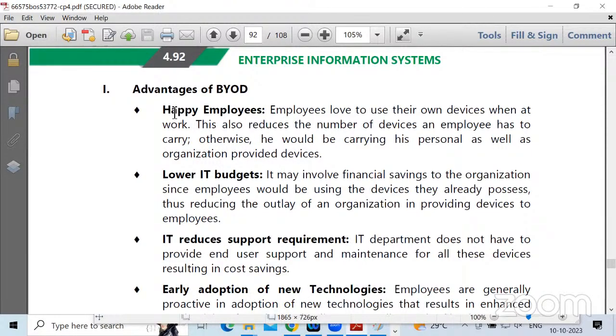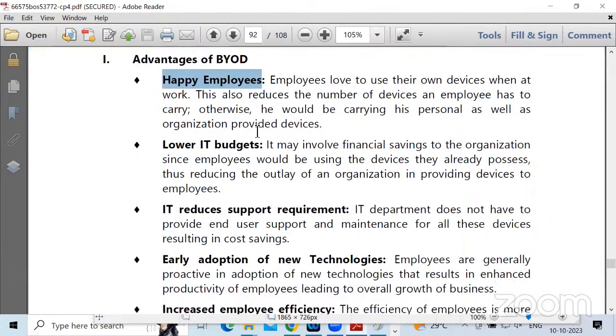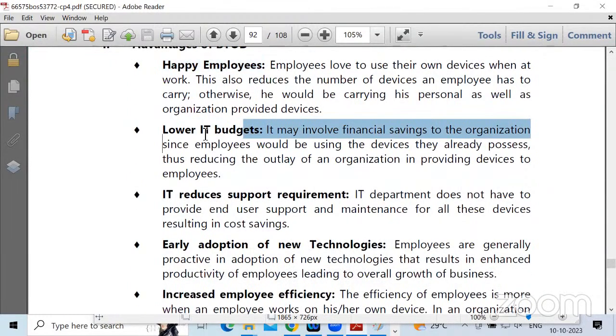Advantages: happy employees, because you are bringing your own device, you will be happy. You need not use the company provided one, because in some of the cases I had seen, the mouse will not be working properly, so there will be trouble in operating the mouse. They will not change the mouse even. It will take some time, but we are not like that. Suddenly we will change so that everything can be used comfortably.